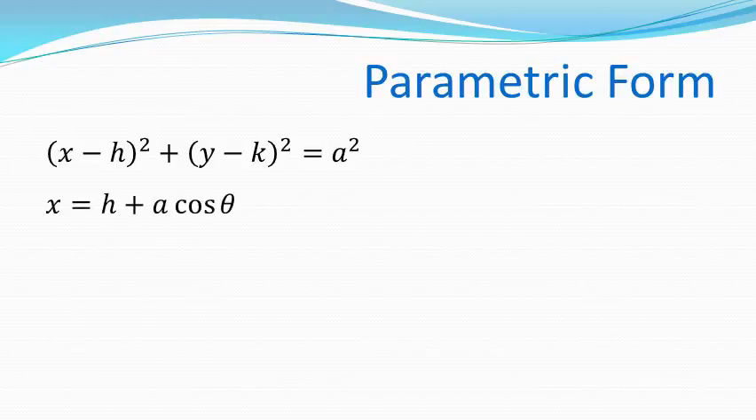There is also a useful parametric form for the equation of a circle. So if we have the circle in this form, then we can write it down in the parametric form like this: x equals h plus a cos theta and y equals k plus a sin theta. So theta here is the parameter.